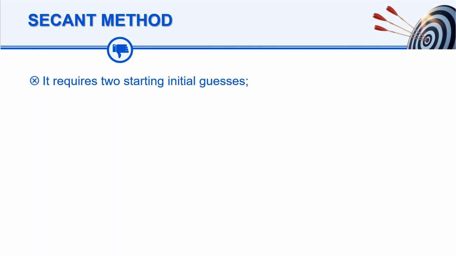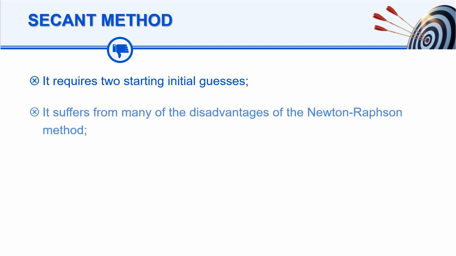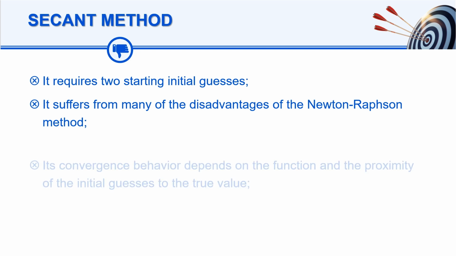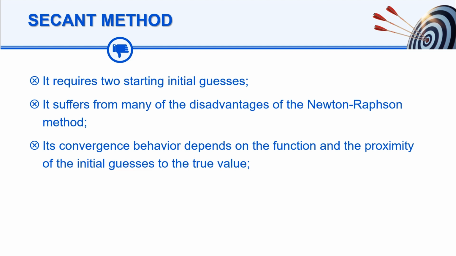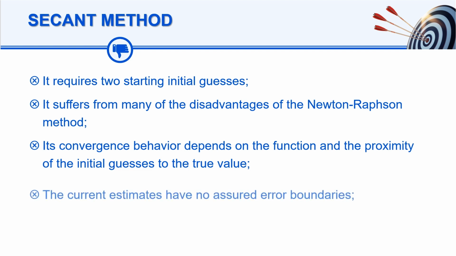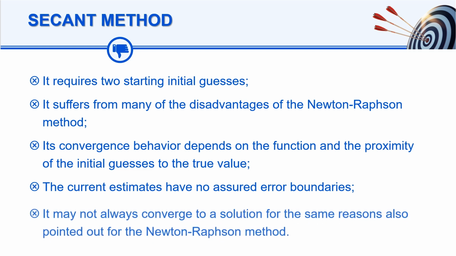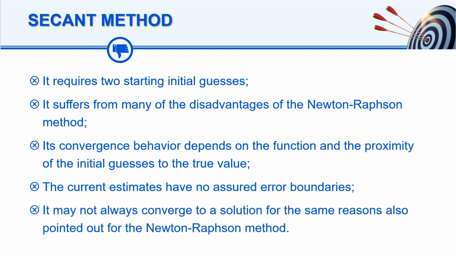The disadvantages of the secant method are: it requires 2 starting initial guesses. It suffers from many of the disadvantages of the Newton-Raphson method. Its convergence behavior depends on the function and the proximity of the initial guesses to the true value. The current estimates have no assured error boundaries. It may not always converge to a solution for the same reasons also pointed out for the Newton-Raphson method.